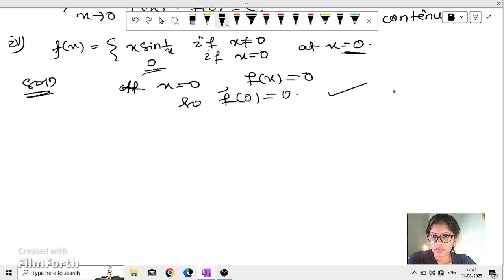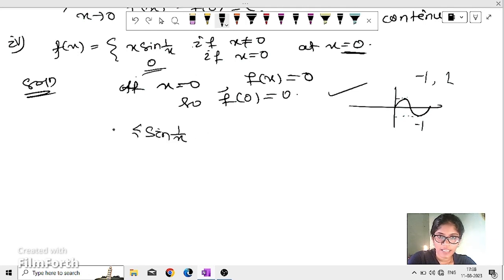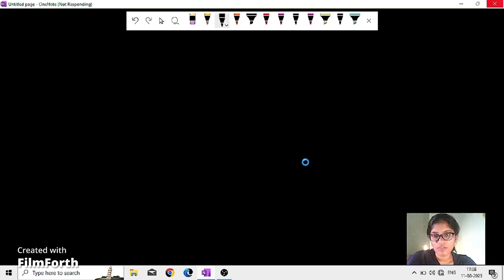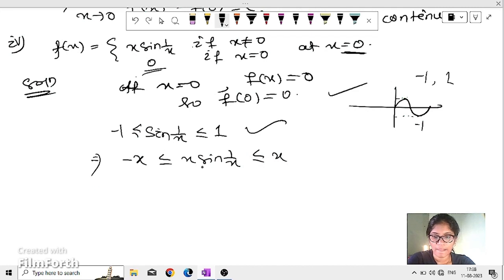We know that the maximum and minimum value of sin x is plus 1 and minus 1. Here the angle is 1 by x, so sin 1 by x lies between minus 1 and 1. Multiplying by x, minus x is less than or equal to x sin 1 by x, which is less than or equal to x.